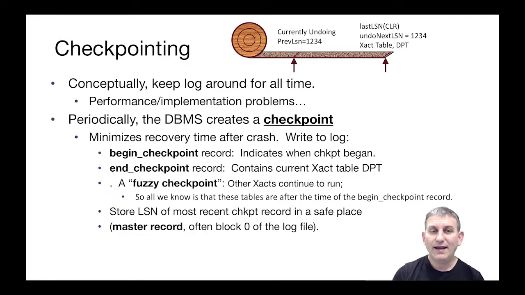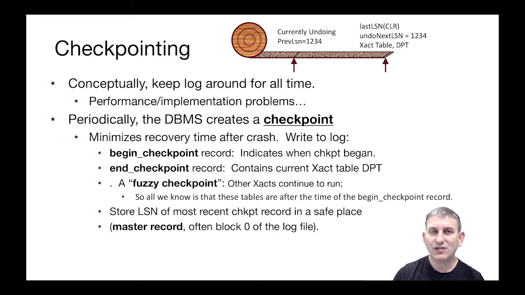And after that begin checkpoint record, we're going to start copying the transaction table and the dirty page table into an end checkpoint record, and then we'll write that end checkpoint record to the log. In essence, this is a fuzzy checkpoint. While we're gathering up information into that end checkpoint record, other transactions are doing their thing. So all that we know is that the data in this end checkpoint record is some version of the transaction table, some version of the dirty page table that comes after the begin checkpoint record and before the end checkpoint record. Okay? And then we're going to write that end checkpoint record to disk.